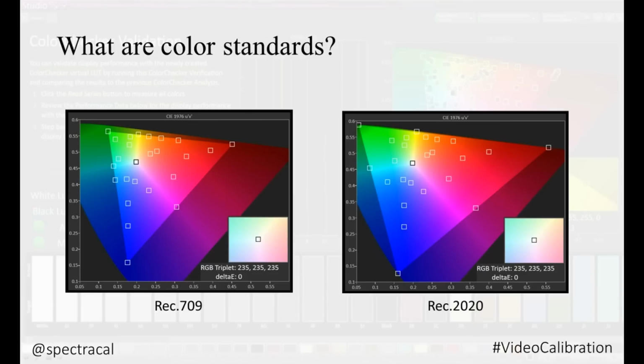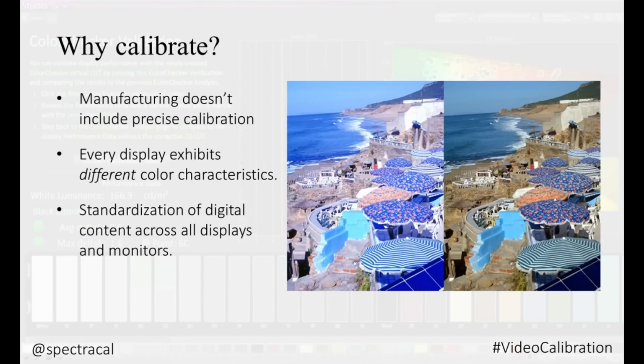The goal of display calibration is to match a display's output to a specific color standard, so everyone who calibrates to these standards will in effect have matching displays. Most all video displays, broadcast monitors, and computer monitors are not calibrated precisely at the factory. Every display exhibits different color characteristics. Calibration is done in an effort to standardize digital content across all displays and monitors.